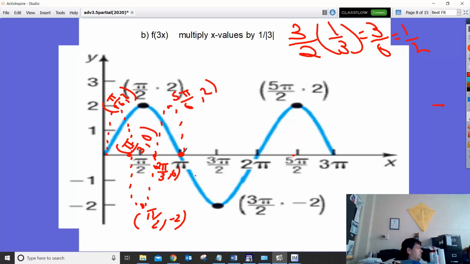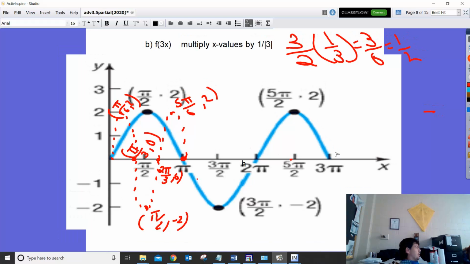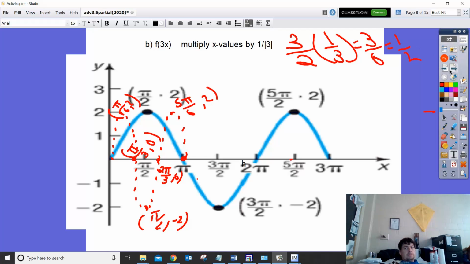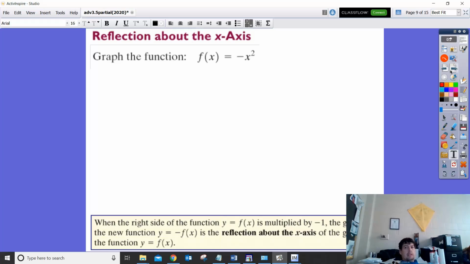Now that was actually what we call a horizontal compression. Because what did it do? It pushed the tail of this thing in, didn't it? That's all it did. It's actually called a compression. It's not hard. It's really not. Here we have the reflection about the x-axis.